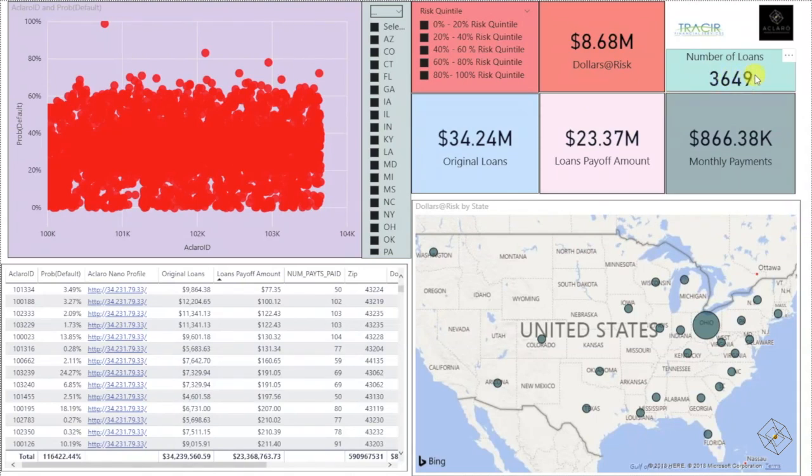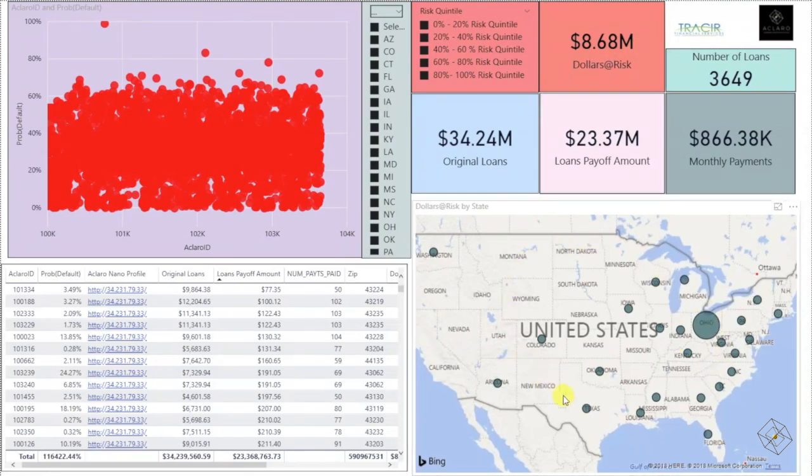There are 3,649 active loans. The original loan value is $34.24 million. The payoff of these loans is $23.37 million. The system is predicting that there is a total of $8.68 million at risk.